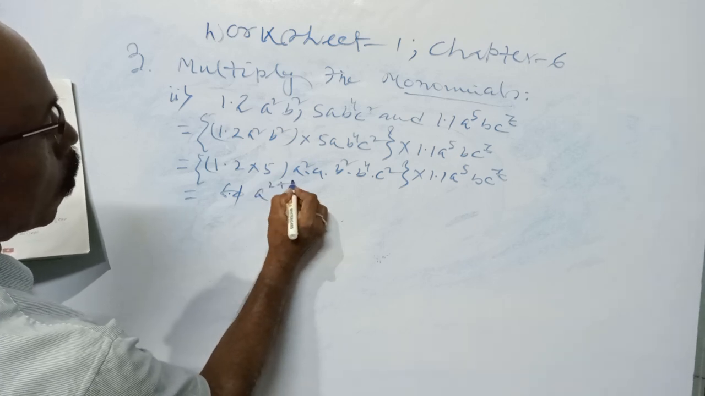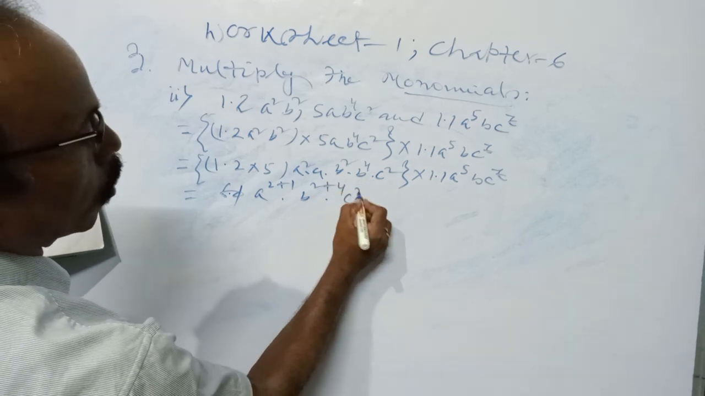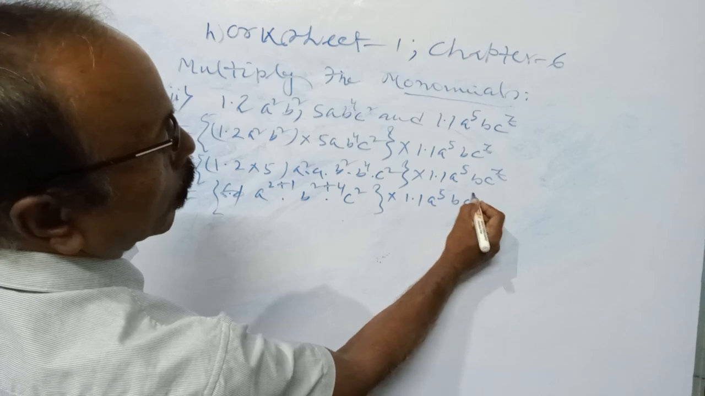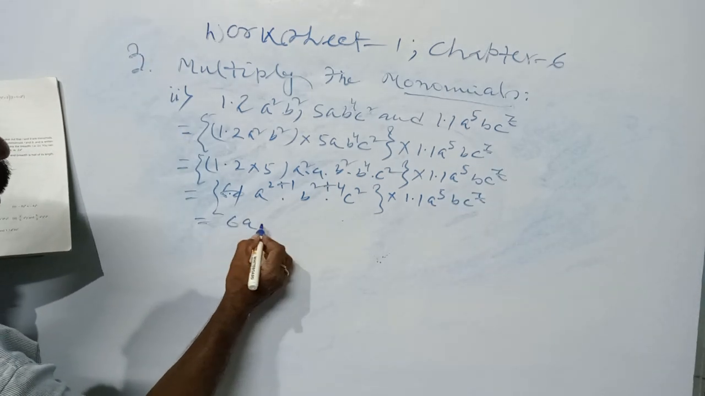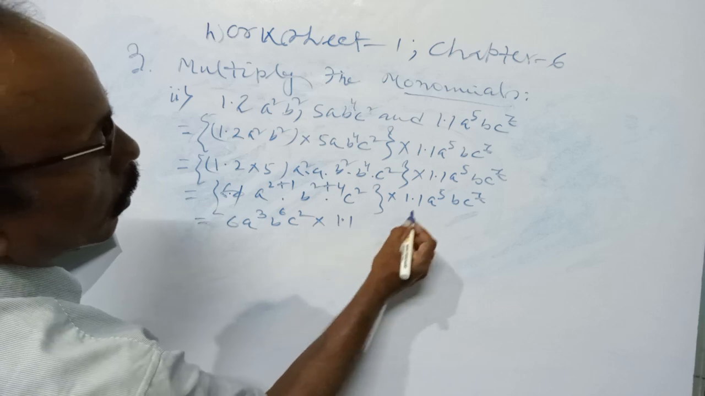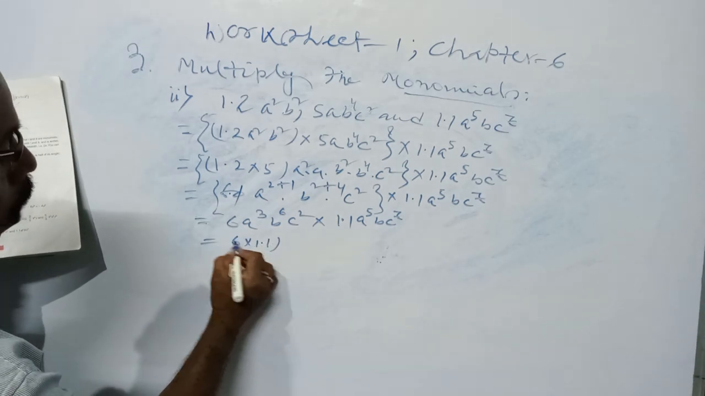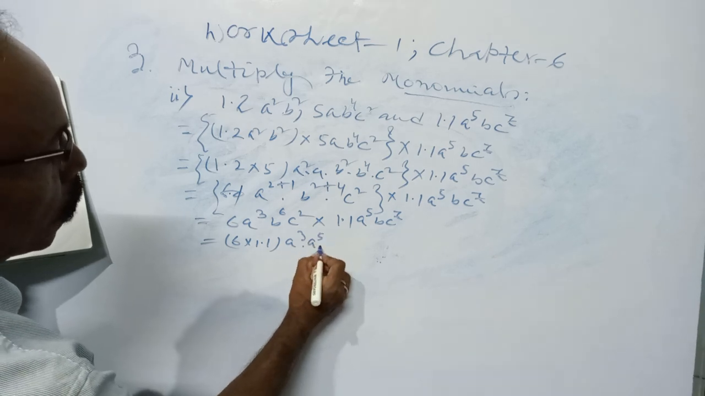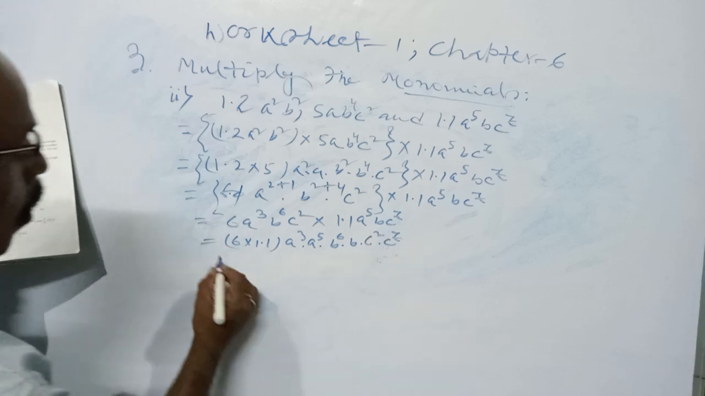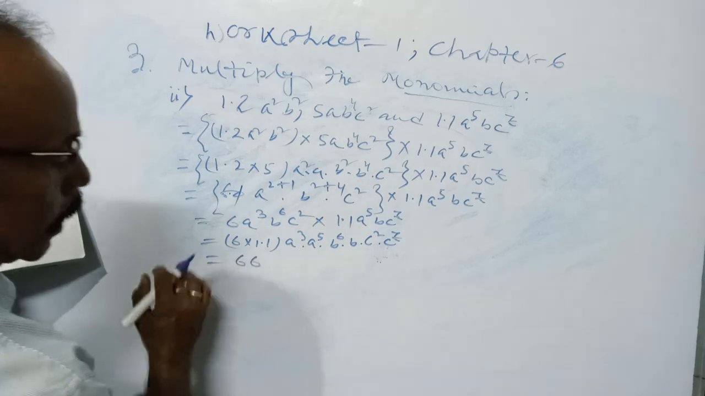Next, a to the power 2 b square, 4 b to the power 2, c to the power 2 into 1.1 a to the power 5 b c to the power 7 is equal to 6 a to the power 3 b to the power 6 c to the power 2 into 1.1 a to the power 5 b c to the power 7 is equal to 6 into 1.1, a to the power 3 into a to the power 5, b to the power 6 into b, c to the power 2 into c to the power 7. 6 times 11 is 66.